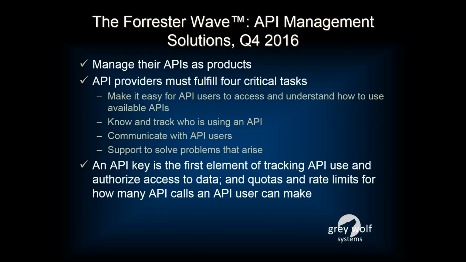Then the third bullet point is that an API key is the first element, and we'll talk a little bit more about an API key. We use an API key to actually track who's using it and make that available to you so that you can see how we are using it, as well as keep quotas and rate limits in place. And I'm going to talk a little bit more about that, about the concept of denial of service.